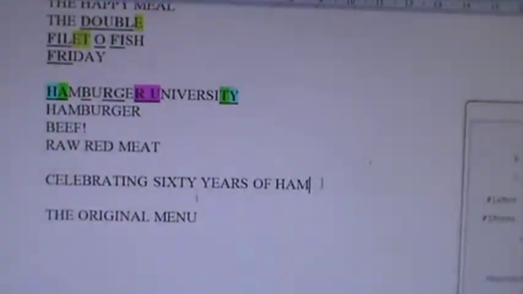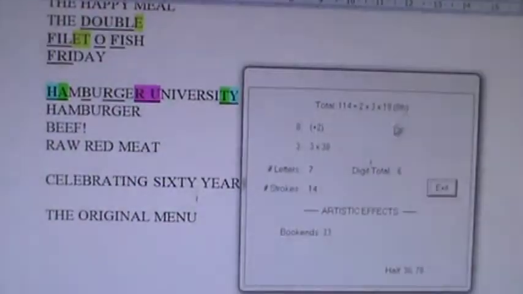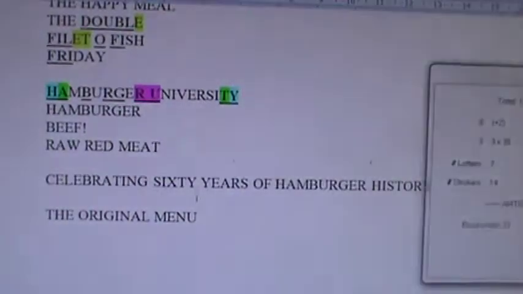This is all divine. So 60 years of hamburger history. First of all, history belongs to God. History divides by 3. It's a triple eight, triple of the eighth prime doubled. Okay, Jesus equals 8 at 8. Trinity glorified, perfect.